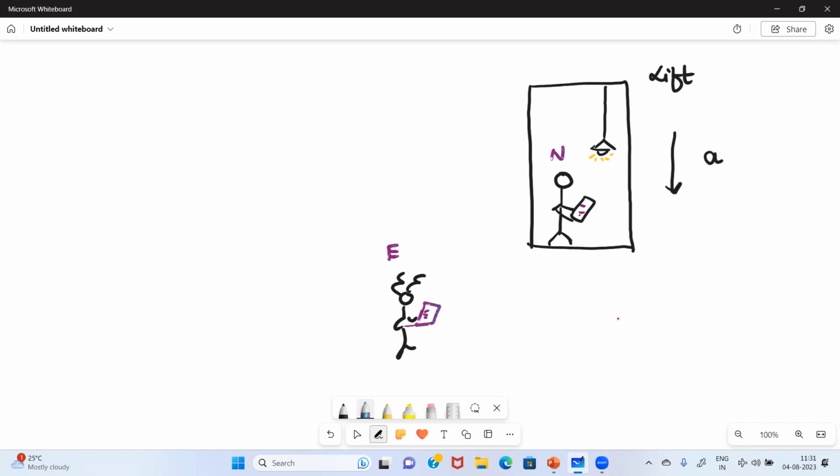Correct? Now, normal reaction will only happen. What is the necessary condition? The body must be on the surface, correct or not? So tell me now, is the bulb on the surface? So normal reaction is not there, right? Tell me now. mg is clear, mg is acting downwards. Tension. Whenever there is a string, it is tension which is acting.